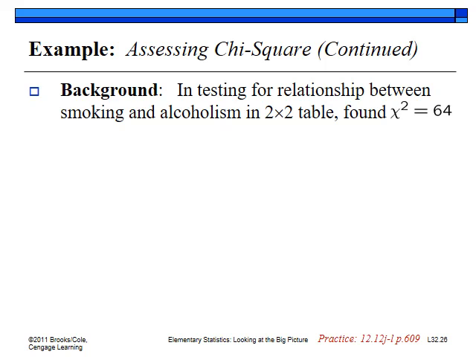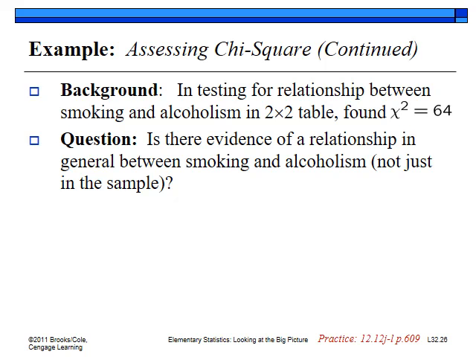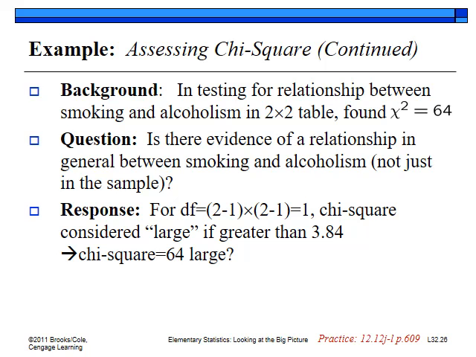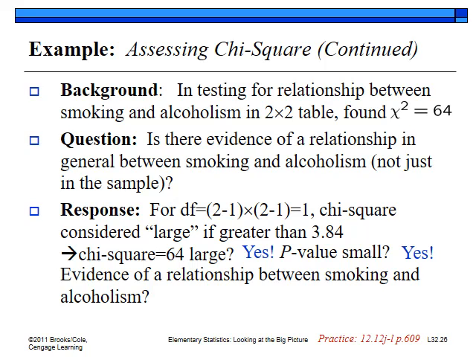So, how big was our chi-square of 64? Is there enough evidence of a relationship? Well, remember, our cutoff was 3.84 for 1 degree of freedom. 64 is way bigger than 3.84. So yes. Is our p-value small? Holy moly, yes it is. Do we have evidence of a relationship? You bet we do.